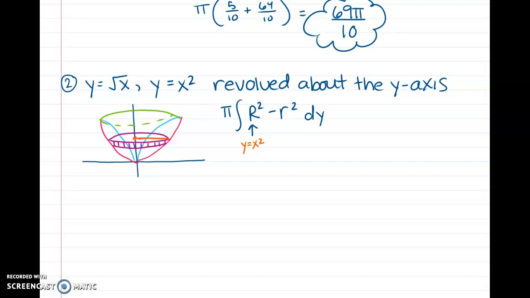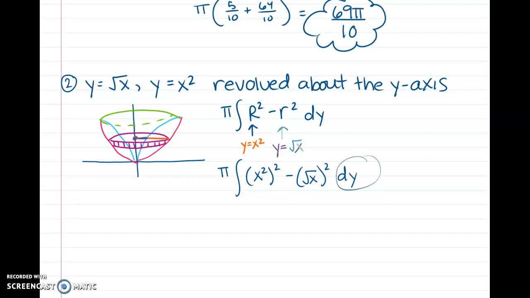And if we look at the smaller radius, or the inside, it only goes to there. The picture's not showing up great, but it goes to there, and that is square root of x. So that radius is y equals square root of x. So now if we write this, pi times the integral of x squared squared minus square root of x squared dy. This doesn't match. It's got to match the dy.